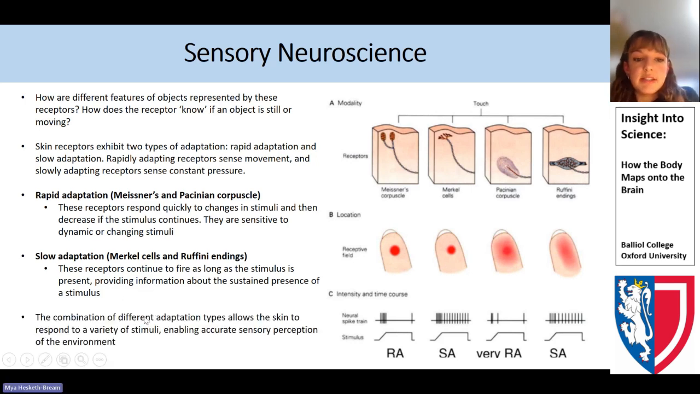The combination of these different adaptation types allows the skin to respond to a variety of stimuli, enabling accurate sensory perception of the environment. That just means we can detect if something is moving or if something is just still on the skin, because we've got these different types of receptors that are saying to the brain, this thing is moving, this thing is still.